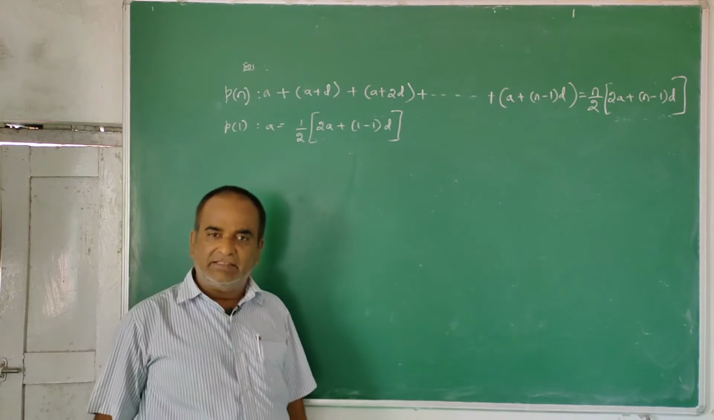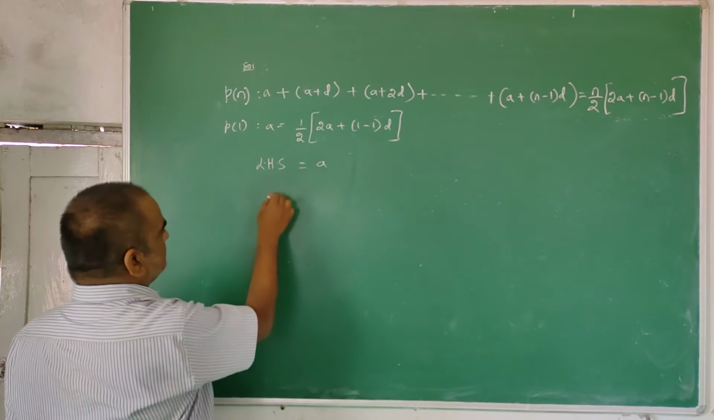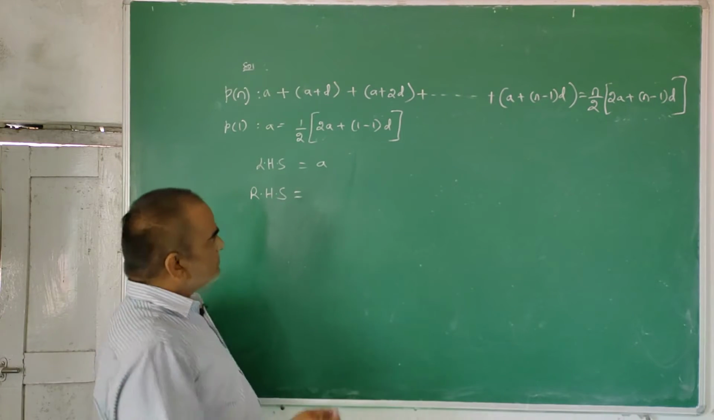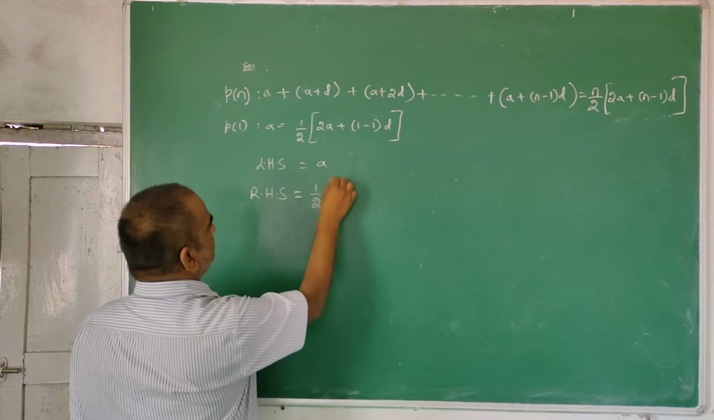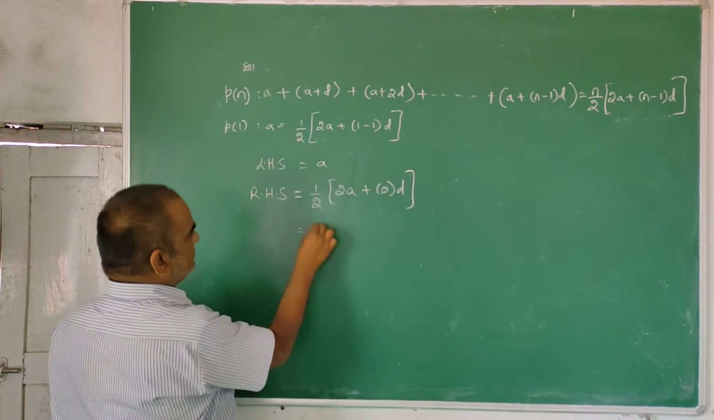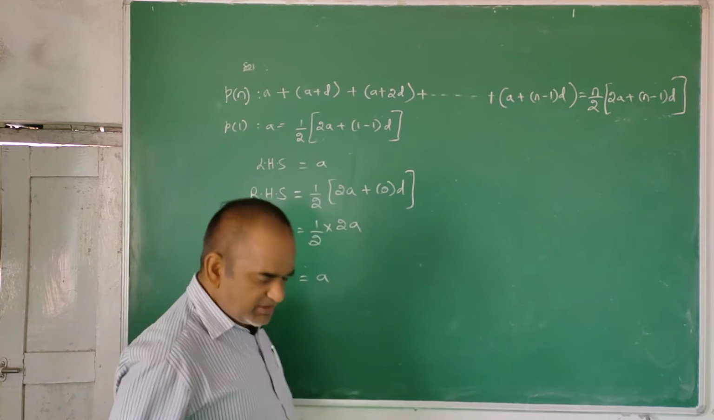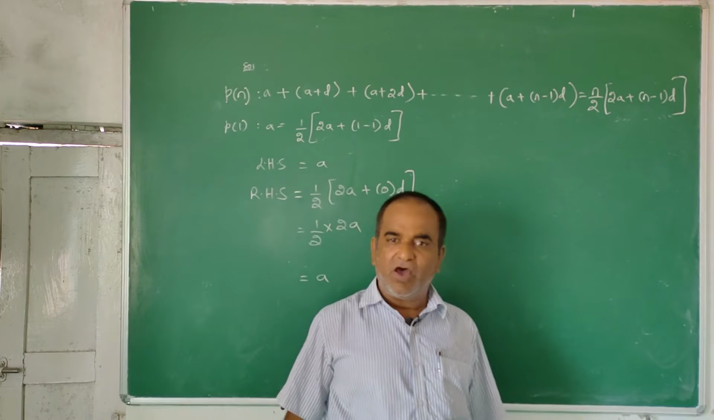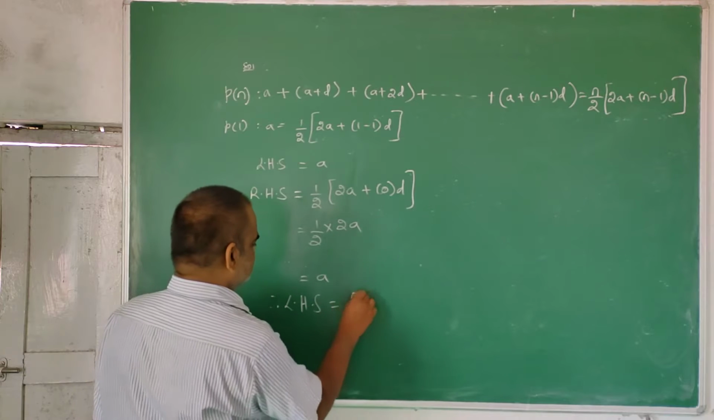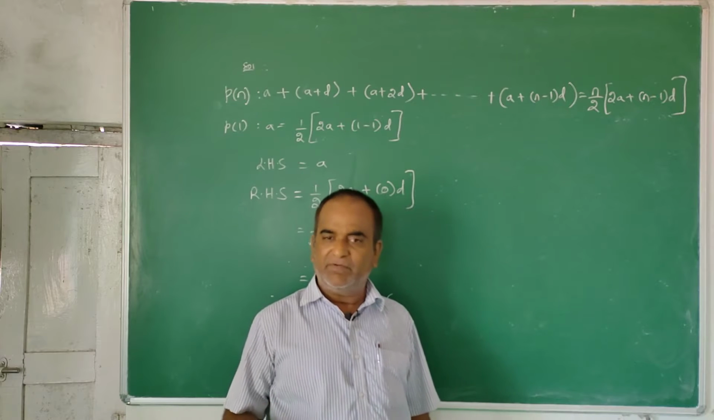Now let us see LHS. LHS is equal to a. Now let us see RHS. RHS is equal to 1 by 2 into (2a plus (1 minus 1), which is 0, d), which is 1 by 2 into 2a. The 2 gets cancelled, giving a. So we have seen that LHS is equal to RHS. Therefore, P(1) is true. We have proved P(1) is true.